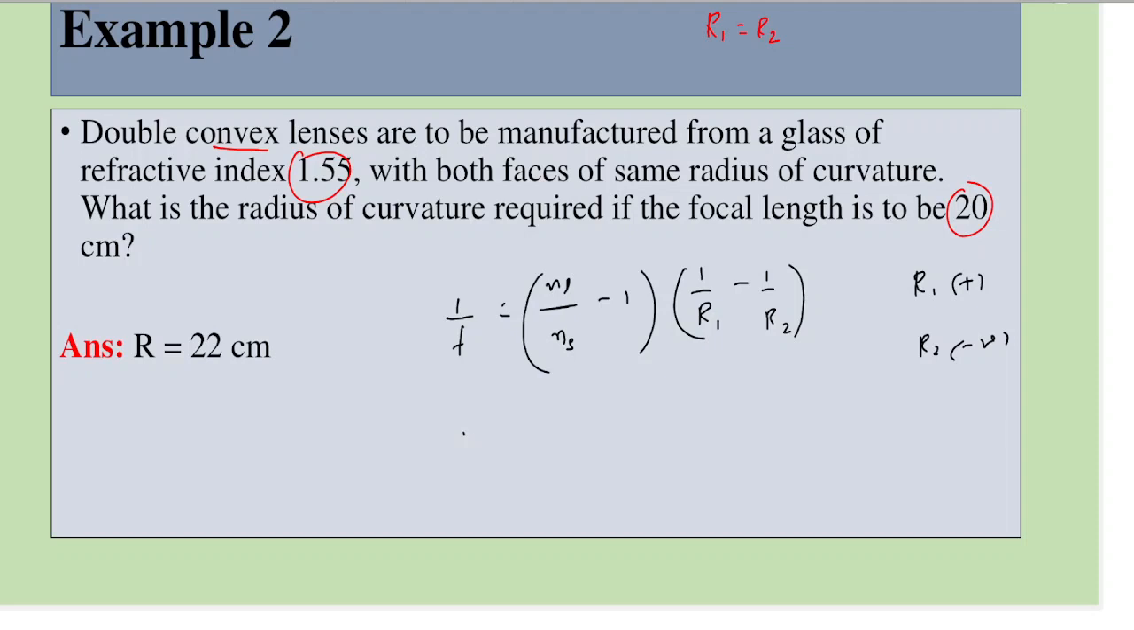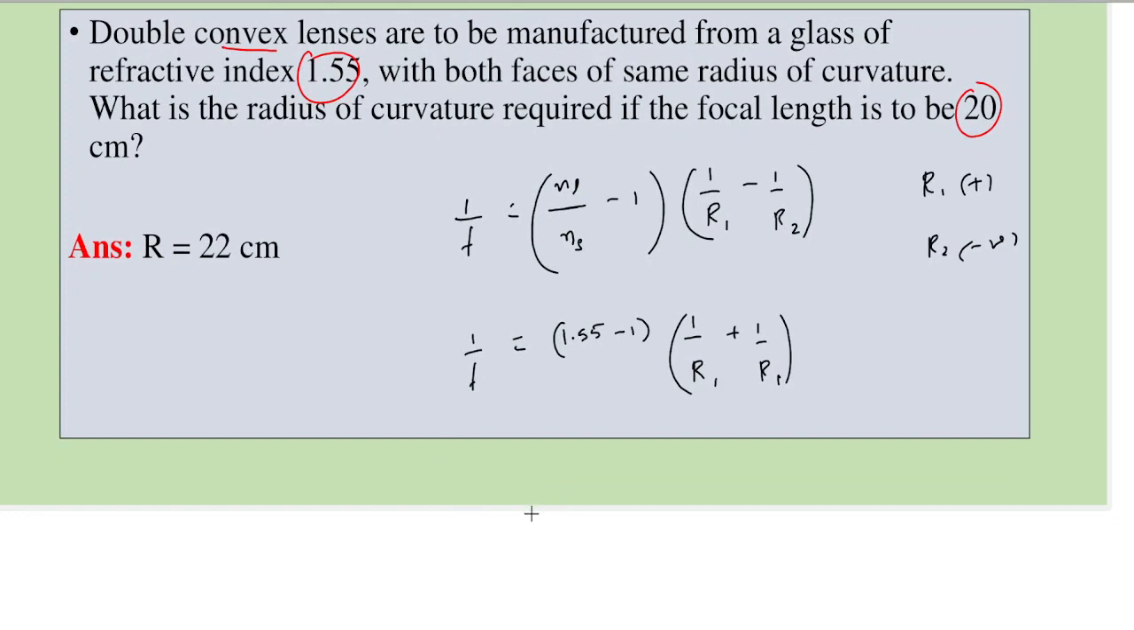So what we get from here is 1 by f is equal to n for lens, given as 1.55, and nothing is given about the surrounding medium. So here we assume that the lens is kept in air, which means n for surrounding, that is n for air, becomes 1. So this is equal to 1.55 minus 1 into 1 by R1 plus 1 by R1 only, because here R1 and R2 are equal and R2 is negative. And the focal length is given, that's 1 by 20.